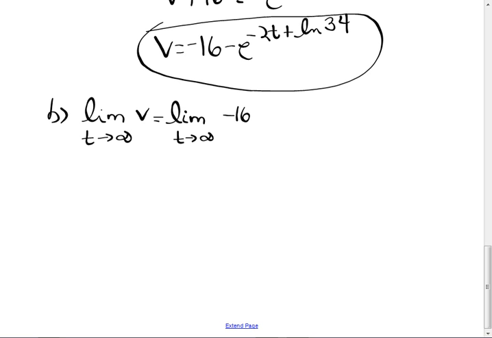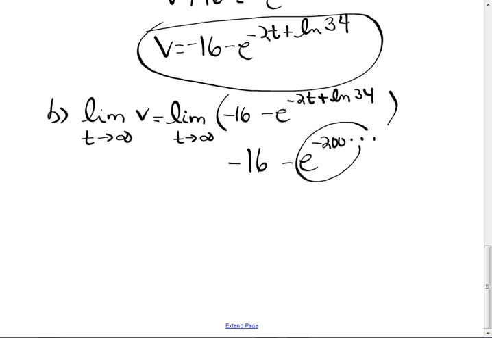Now, if I don't know what to do, I'm going to put in a number. Why don't we put in 100? So it's negative 16, guys, minus e to the negative 200. That's just a minor little detail there. What happens to this? That's really 1 over e to the positive 200. And what's that going to? That's 0. So the answer is negative 16. Why is it negative? Because you're going down. I think that was only 1 point.